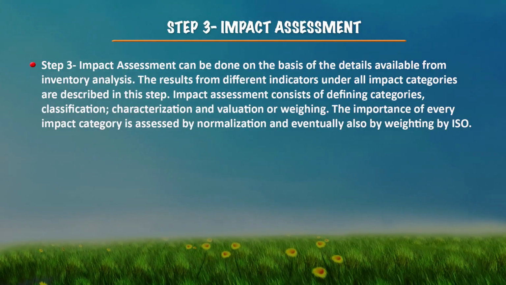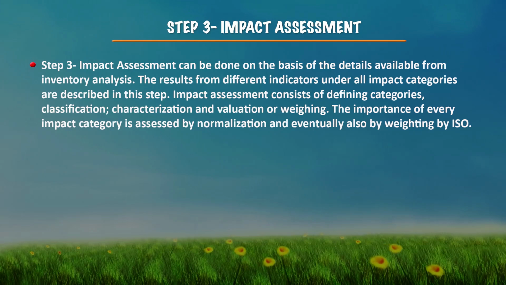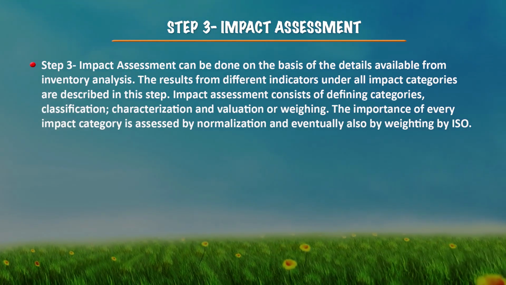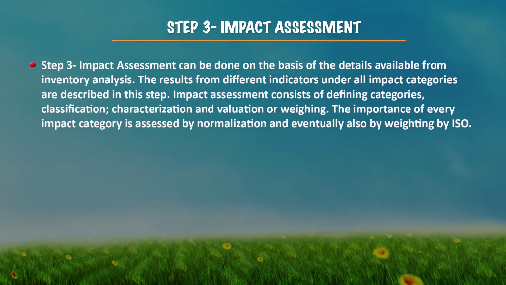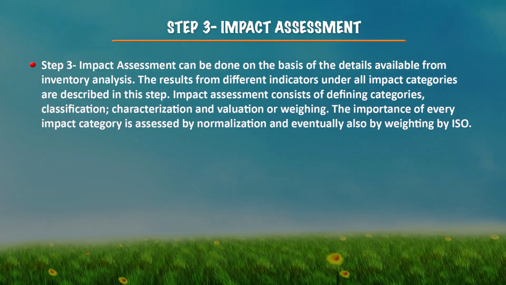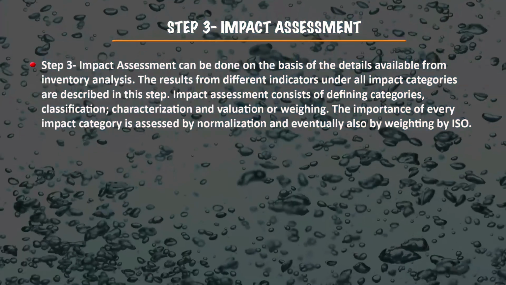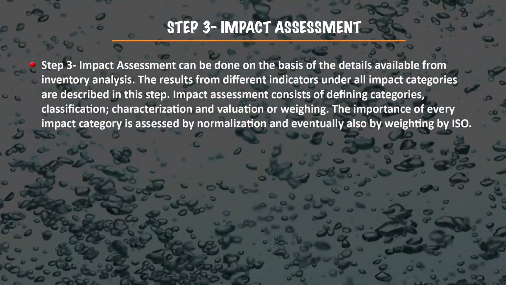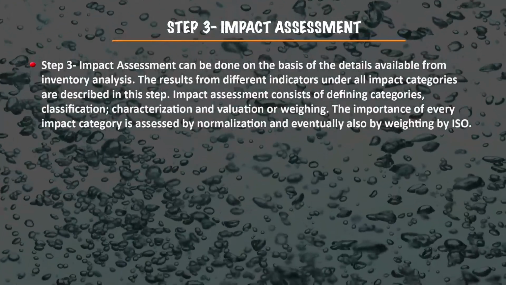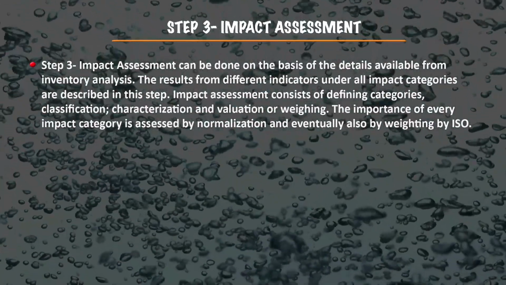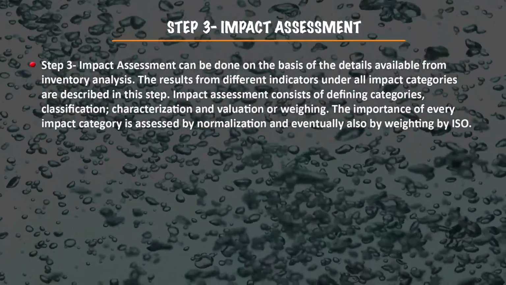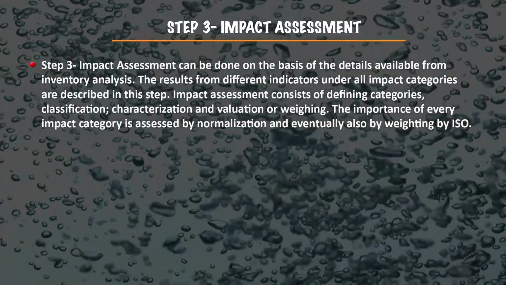Step 3 tells about the impact assessment that can be done on the basis of the details which are available from the inventory analysis. The results from the different indicators under all impact categories are described in each step. So, impact assessment consists of defining categories, classification, characterization and evaluation, or we can also say it is a weighing process. The importance of every impact category is assessed by normalization, and of course eventually also by the weighing of ISO standards.